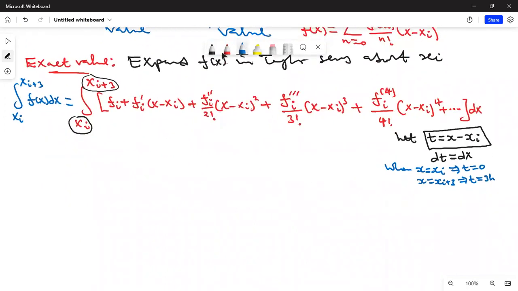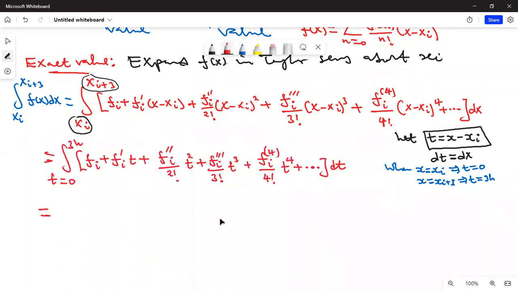What are we going to get? Replace everything, even the limits and even the x. Now, when you replace the x minus xi in terms of t, you are going to get fi plus fi prime t plus fi double prime over 2 factorial t squared plus fi third derivative over 3 factorial t cubed, and then fi fourth derivative over 4 factorial t raised to 4 plus so many other terms. Now integrate with respect to t from t equals 0 to t equals 3h. So that when you integrate, you're going to get this.